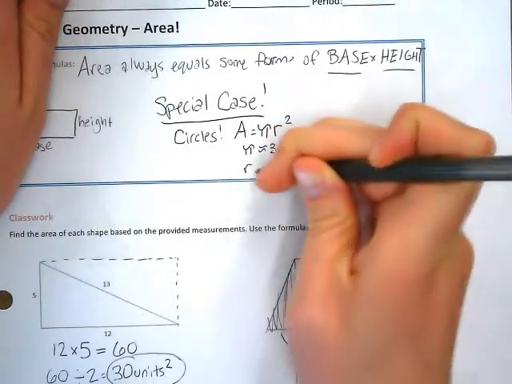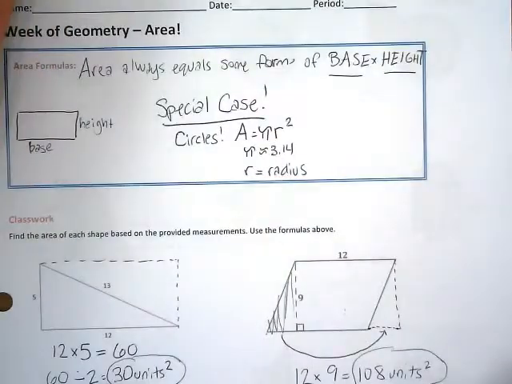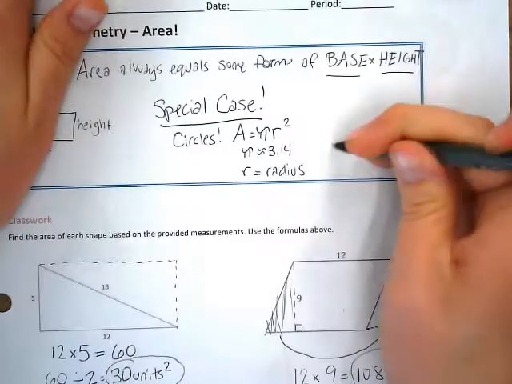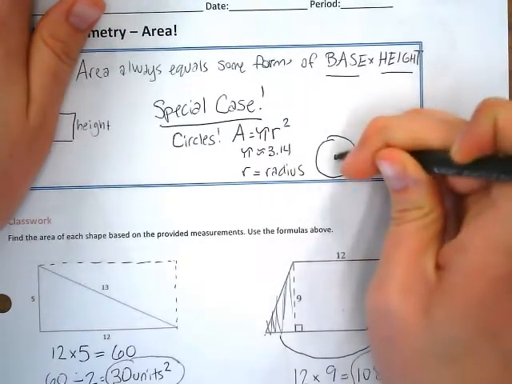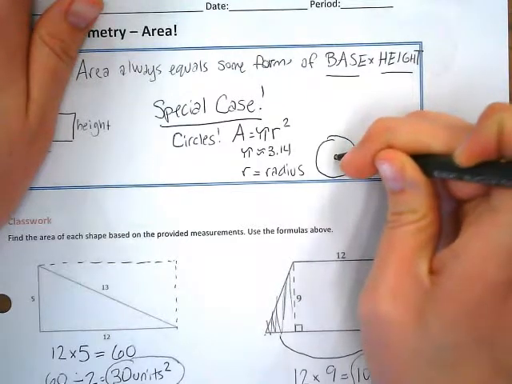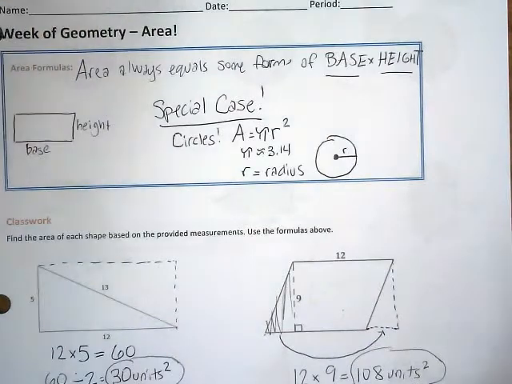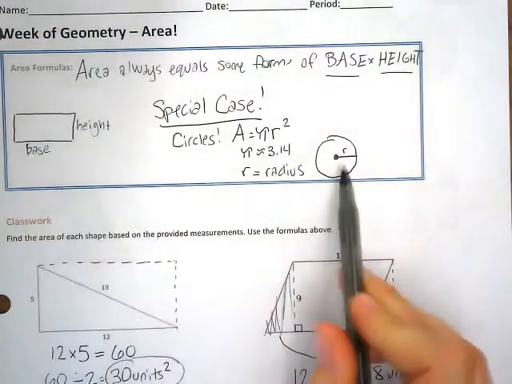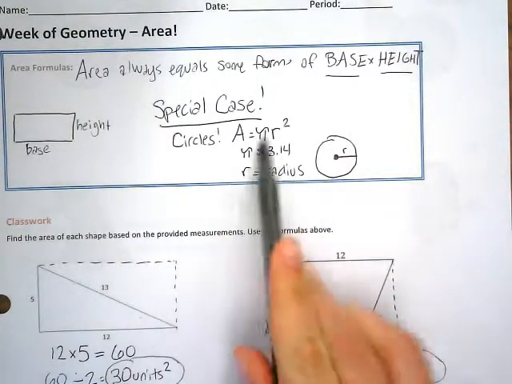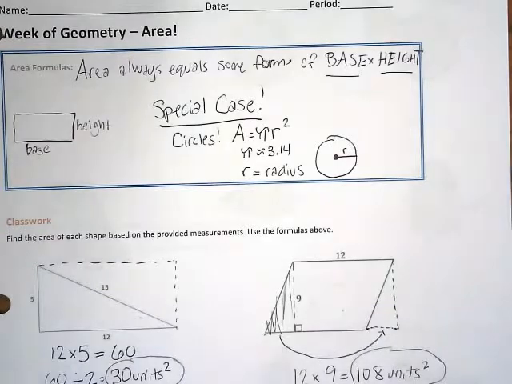R stands for radius. And the radius of a circle is the distance between the center of the circle and the edge of a circle. That's our radius right there. So it only goes halfway through the circle. It doesn't go all the way across. But you do pi times the radius squared.